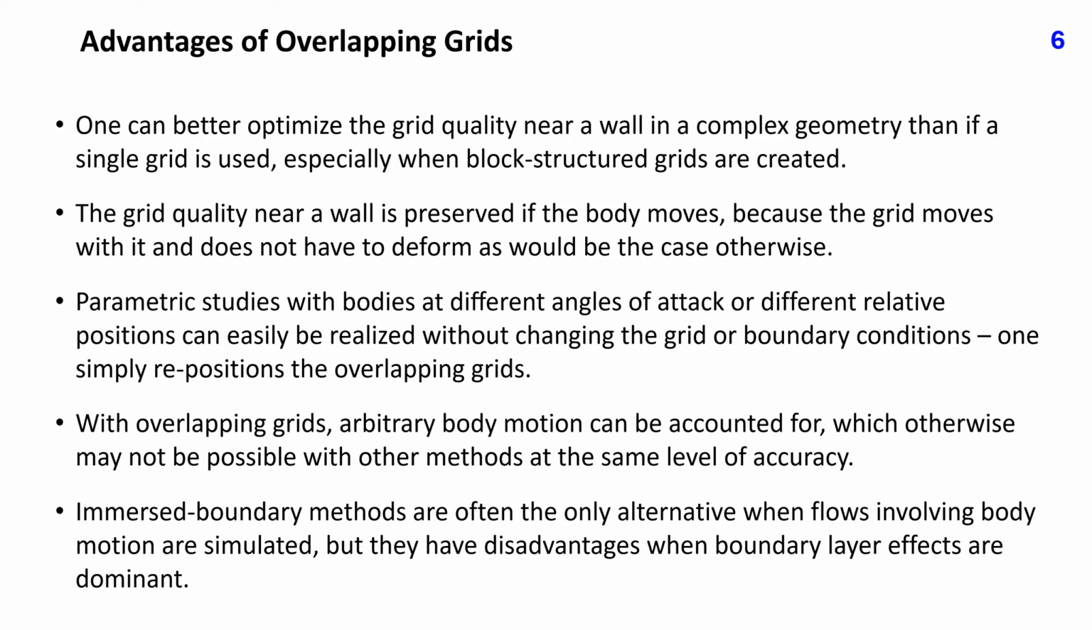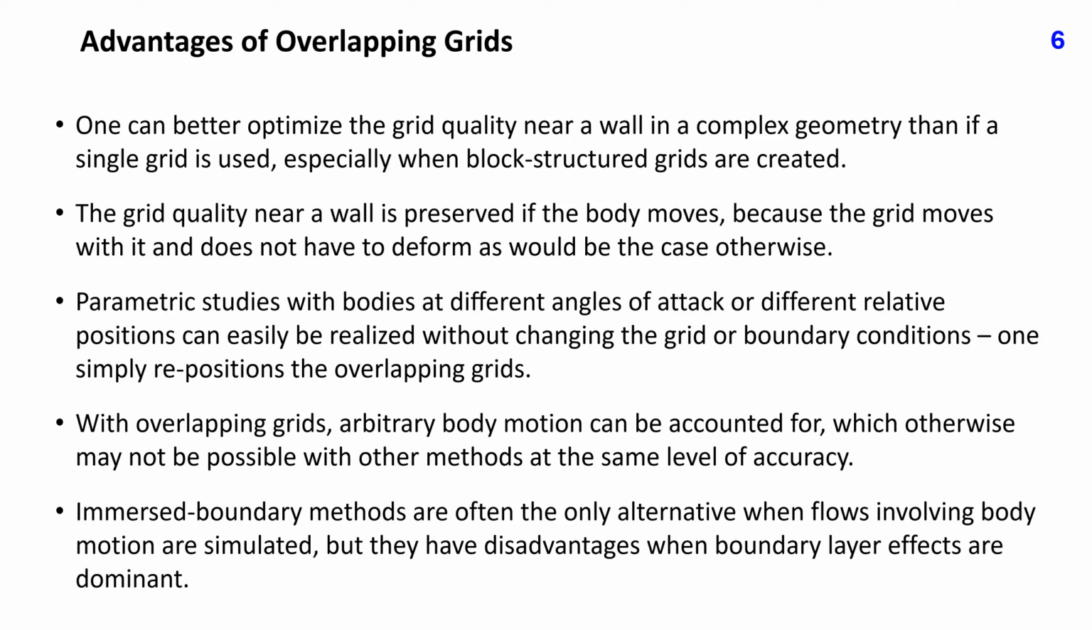Deteriorating grid quality due to its deformation as a consequence of body motion can seriously affect both the accuracy of solution and the robustness of the solution method. Parametric studies with bodies at different angles of attack or different relative positions can easily be realized with overlapping grids without changing the grids or boundary conditions. One simply repositions the overlapping grids and continues the computation. One such example is presented in slides 16 to 20.